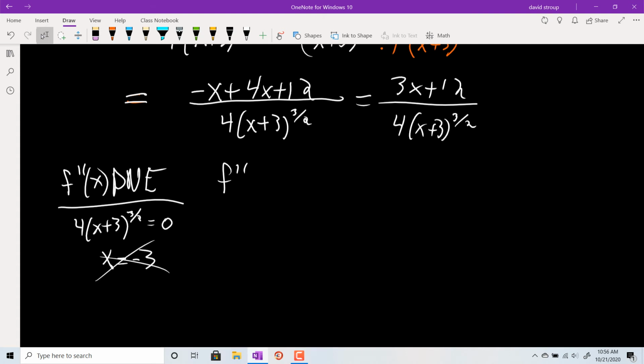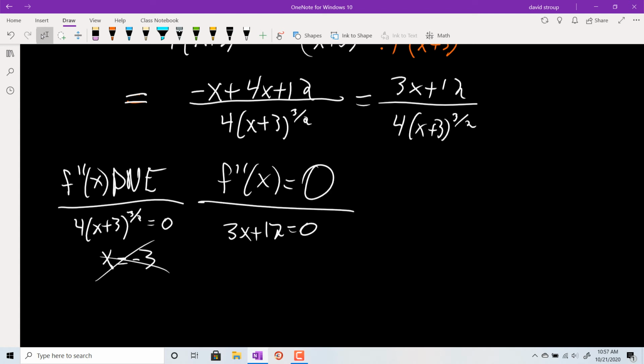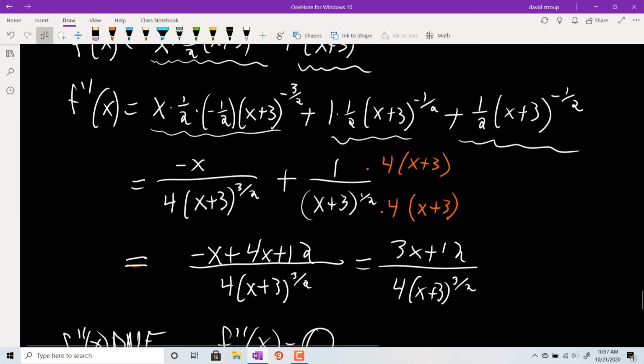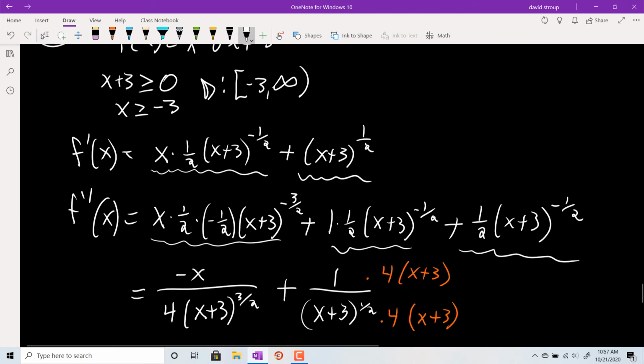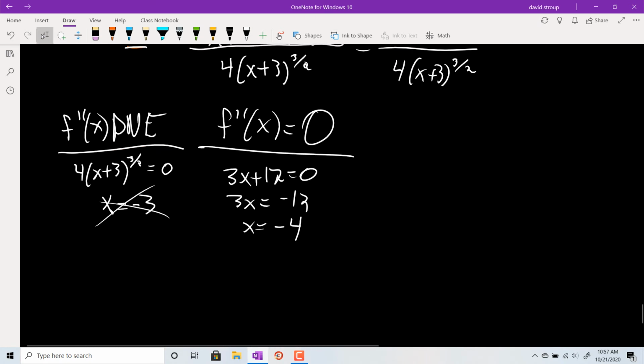So f double prime of x equaling 0, that's where the numerator equals 0. 3x plus 12 equals 0, so x equals -4. Again, this one is not going to be in our domain, right? It's not something we're going to be looking at. Remember, the domain is from -3 to infinity. This thing isn't even there. So we can just throw that away as well.